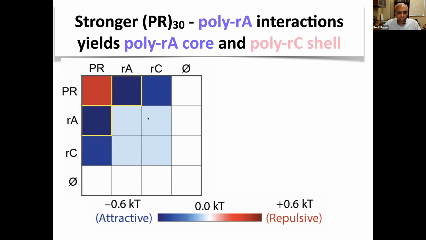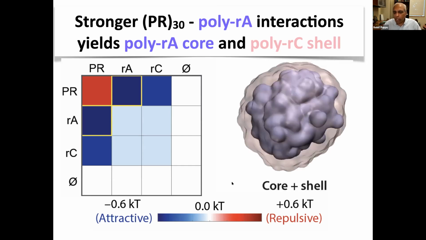And then basically there are RNA-RNA interactions that are of modest affinity, and I should point you to these scales, and these are not gigantic interaction strengths, right? And basically what emerges pretty much spontaneously is a poly-A core, essentially dressed by a poly-C shell.